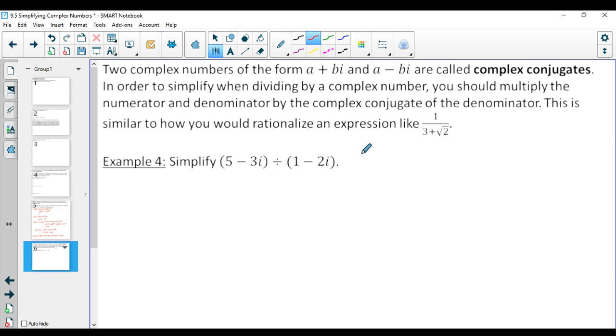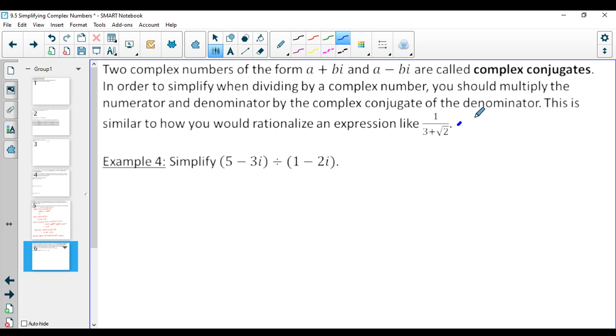And now for these, two complex numbers of the form a plus bi and a minus bi are called complex conjugates. You guys should have heard the word conjugate before. You might just not remember exactly what it means. But in order to simplify when dividing by a complex number, you should multiply the numerator and denominator by the complex conjugate of the denominator. So it's very similar to how you would rationalize something like 1 over 3 plus the square root of 2. Remember, we're not cavemen, so we rationalize.